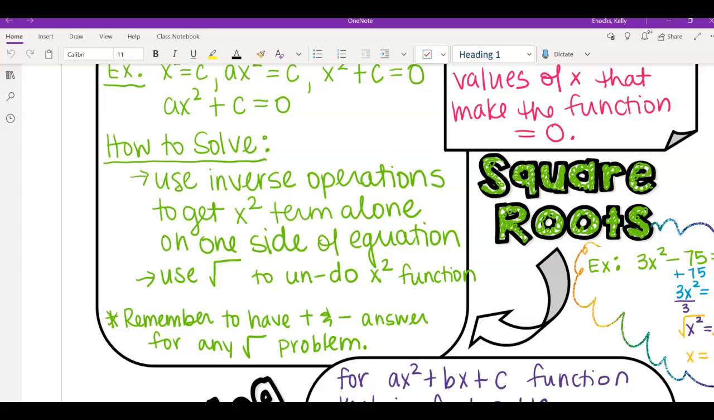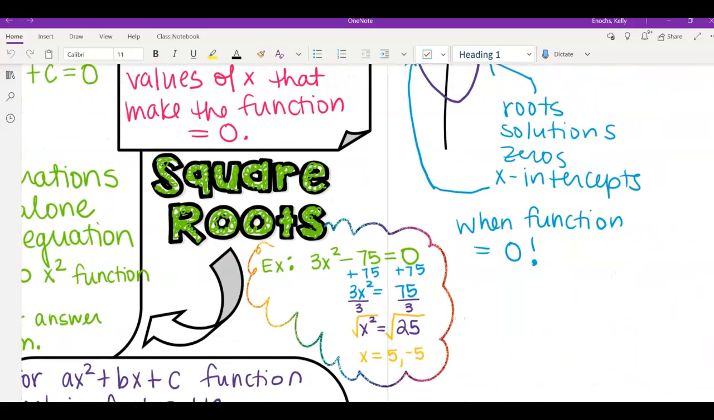The thing you have to remember here is that if you're taking the square root, then you need to have a plus and a minus answer. So a positive answer and a negative answer. Okay? So let's take a look at an example.